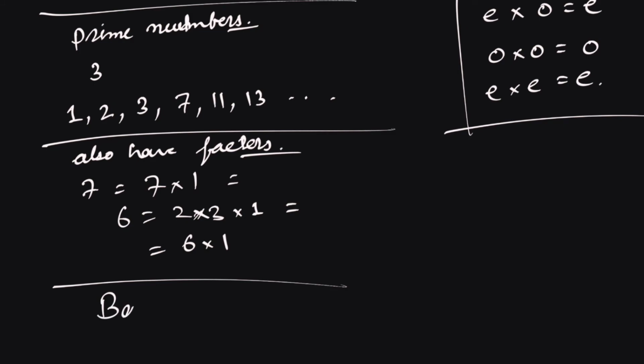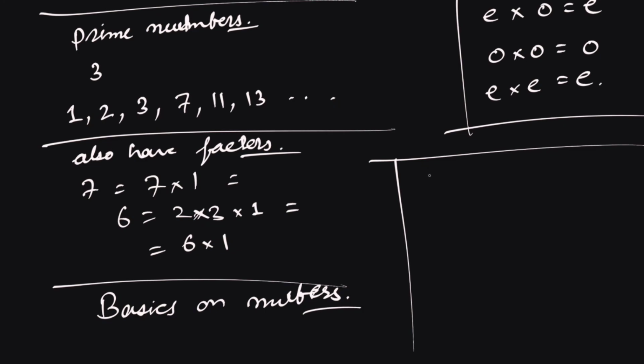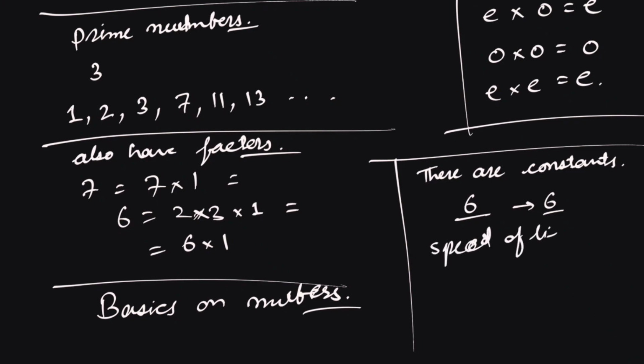So this was just the basics on numbers, and we'll see how we can use them going forward. Okay, one short quick thing about numbers is there are constants. Numbers can also be used as constants. So for example, if there is a number that is 6, its value will always be 6 in any equation. And for example, speed of light is a constant. Another example of a constant is pi, which is equal to 22/7, which is again a constant and will always be a constant.